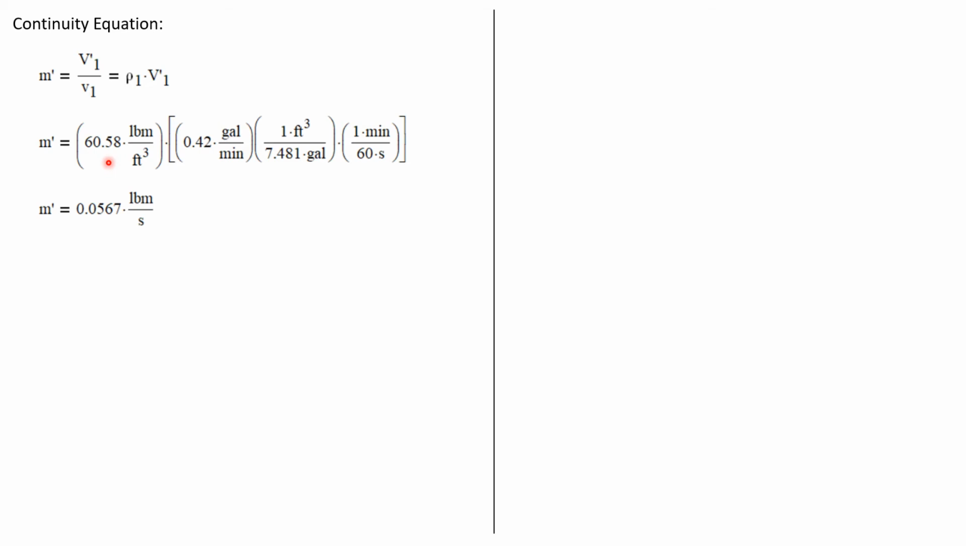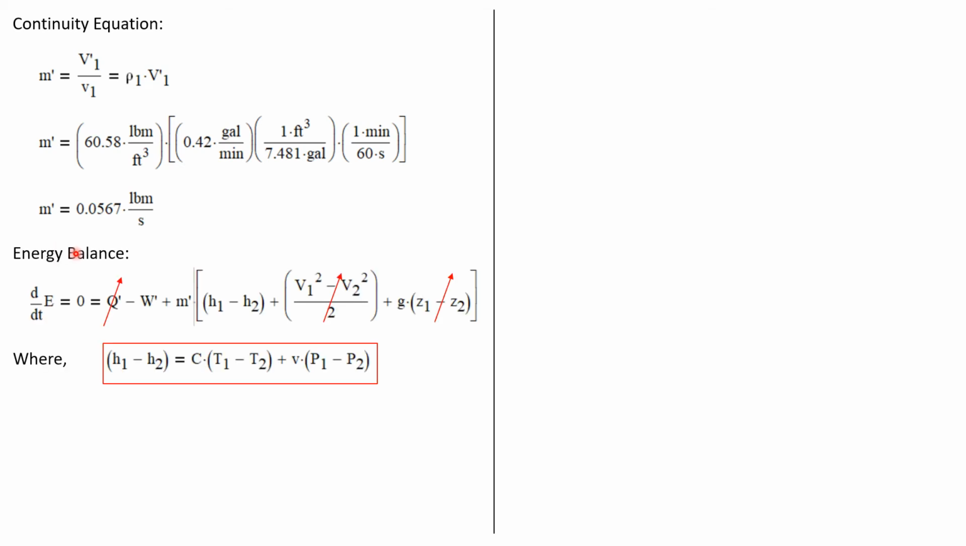Well, the density is 60.58 pounds mass per cubic foot. The volumetric flow rate was given as 0.42 gallons a minute, and there are 7.481 gallons in a cubic foot and 60 seconds in a minute. So I calculate a mass flow rate of 0.0567 pounds mass per second.